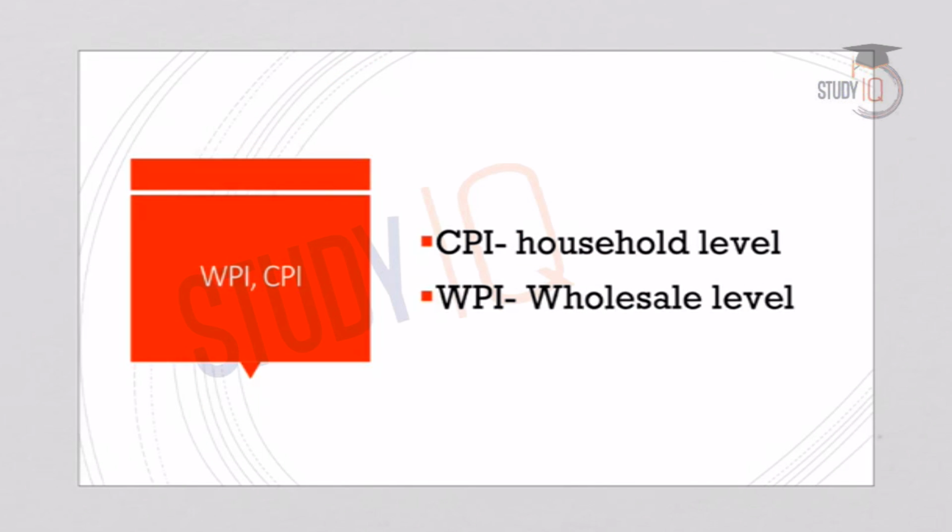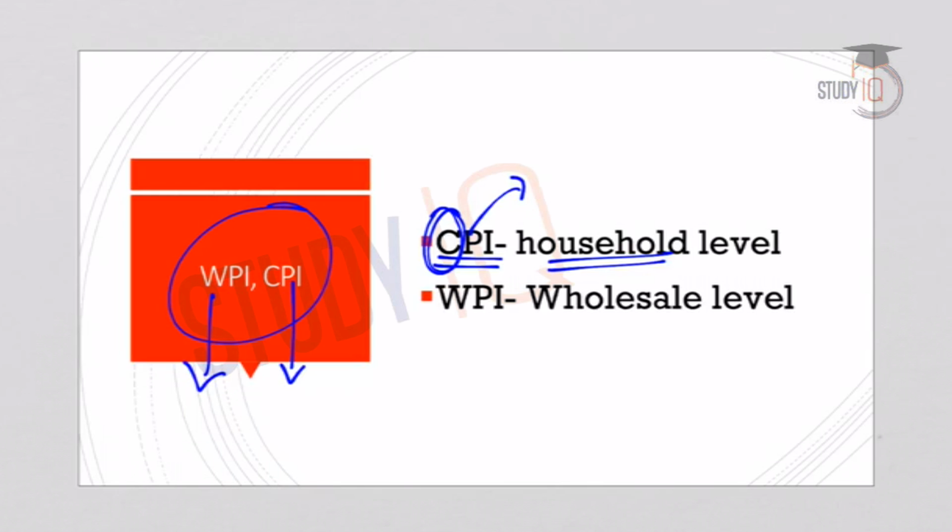Now let us understand WPI and CPI. WPI is Wholesale Price Index and CPI is Consumer Price Index. So CPI, as the name itself suggests, consumer or the inflation at the household level is calculated under CPI. So CPI measures the changes over time in the general level of prices of goods and services that households acquire for the purpose of consumption, and it is based on a basket of commodities, and it is not based on the entire range of commodities.